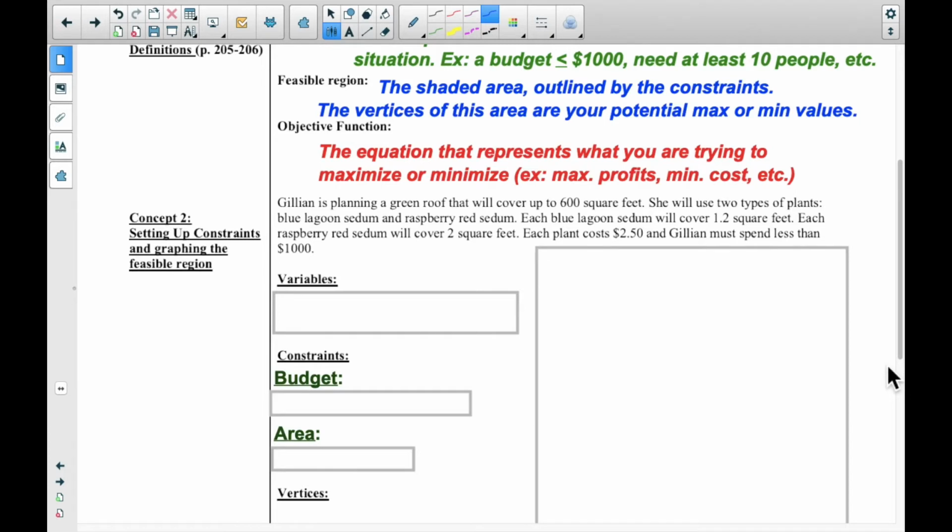Once we know that, then we can cut those out because constraints are not going to be the variables. So budget and area are not our variables. And so now maybe that has taken some other stuff out. What does that leave for our variables?